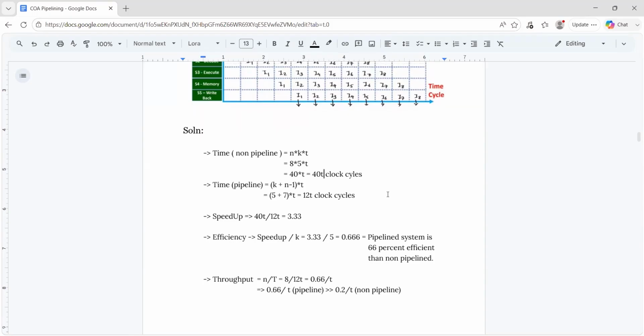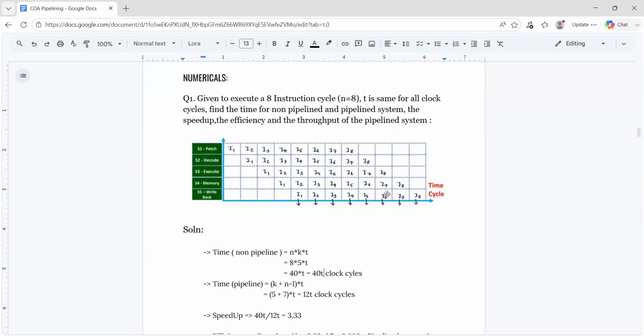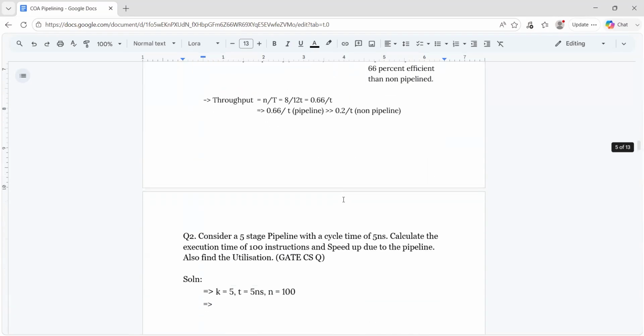And at last, they have asked for the throughput. Throughput is simply the total number of instructions divided by the total time taken for the pipeline system, which is 8 by 12T, equal to 0.66 by T. If we calculate the throughput of the non-pipeline, we get 0.2 by T. Hence, we conclude that the overall throughput of pipeline is more than that of the non-pipeline system. Solving this sum gives you the basic idea of all the parameters involved in the pipeline.